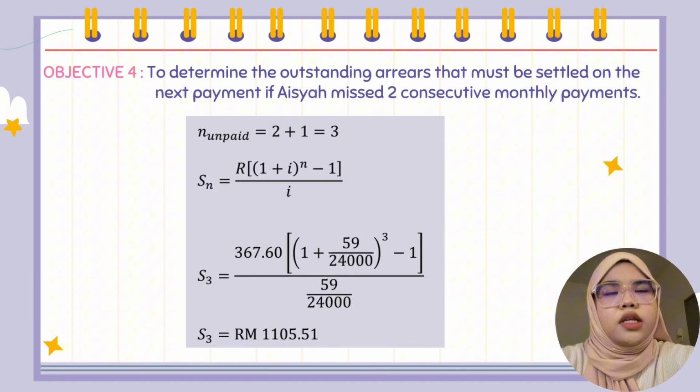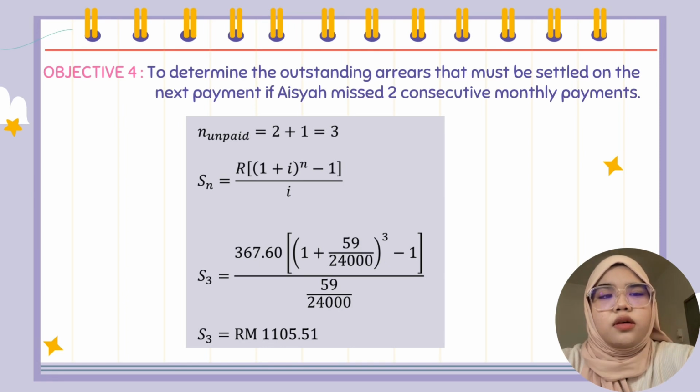Objective 4. To determine the outstanding arrears that must be settled on the next payment if Aisha misses 2 consecutive monthly payments, N unpaid equals 2 plus 1 equals 3. So we will use S N equals R [(1 plus I) to the power of N minus 1] over I. So we substitute all the information into the formula. We will get 1,105 ringgit 51.